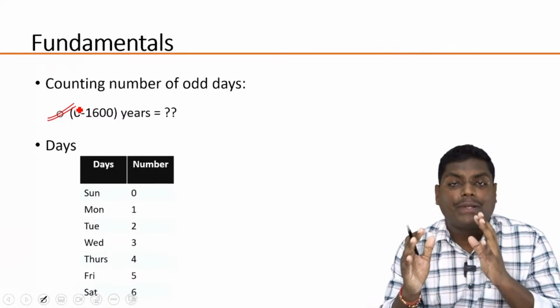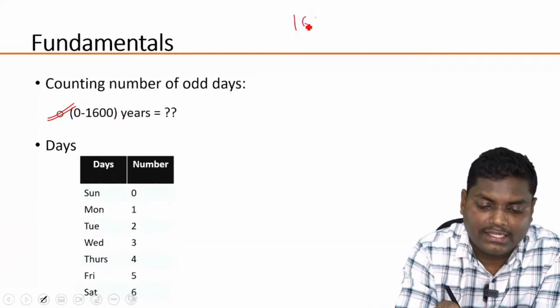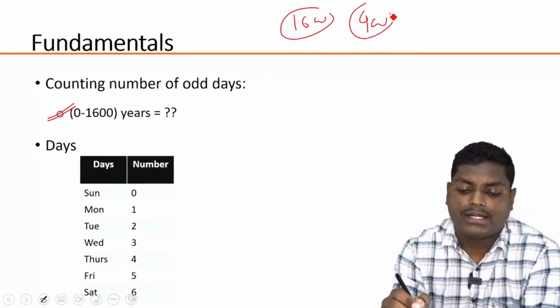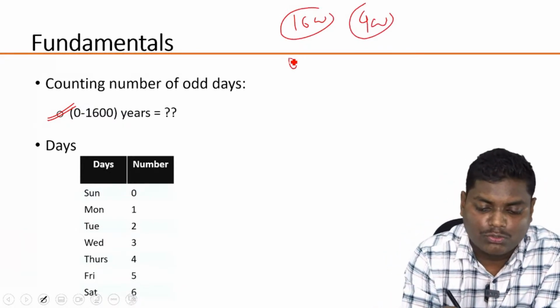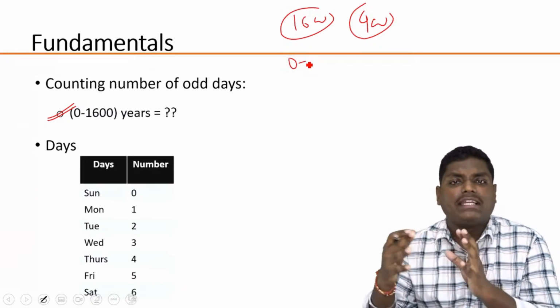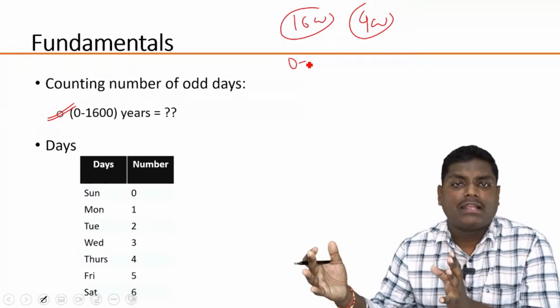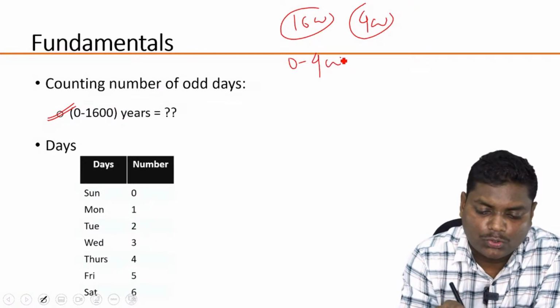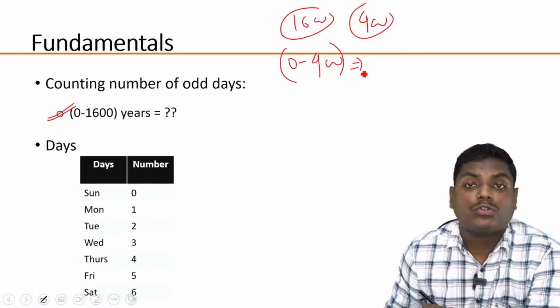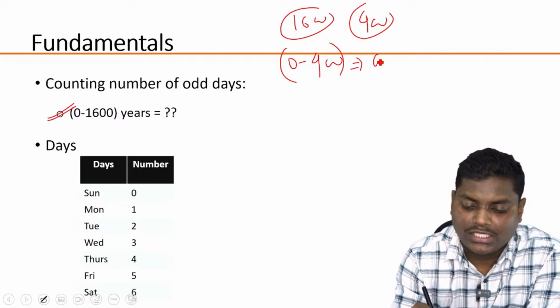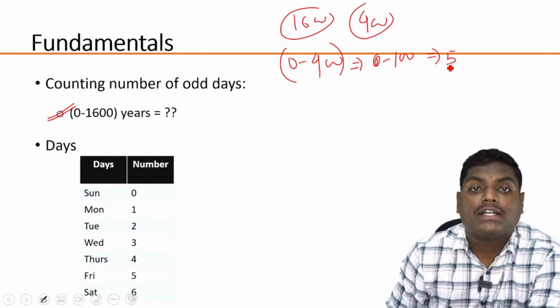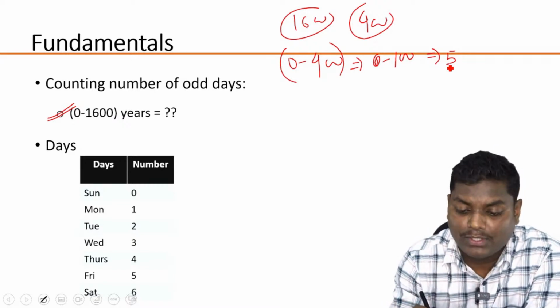So let's break this 1600 into chunks of 400. First let's take 0 to 400. First try and understand 0 to 400, and then we can just simply multiply and see. If you multiply it 4 times, we'll be getting 1600. So that is a comparative thing. So for the first 0 to 400, let's try and understand. Just now we have seen for the first 0 to 100, the number of odd days is 5.